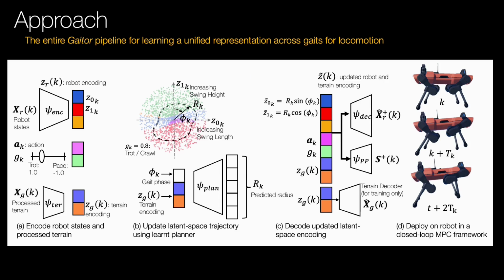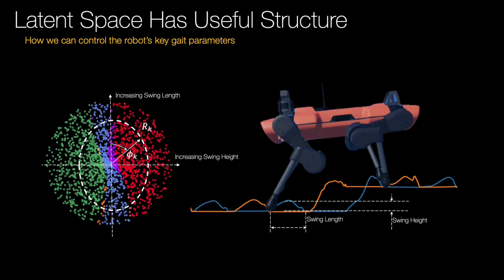This is the entire approach as seen during deployment. So we encode the robot states, take the action from the user, take the desired gait, use the planner to create a trajectory in the latent space, decode to predict the future trajectory, and send that to a whole body controller. We then repeat, and this is in a closed loop MPC framework.